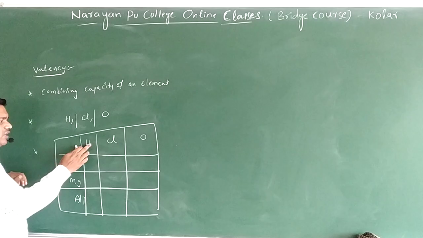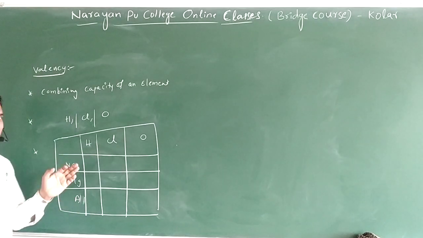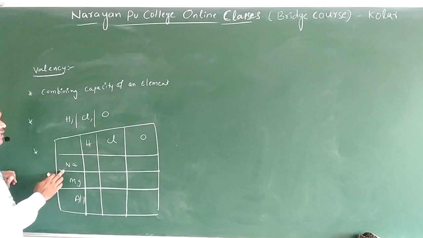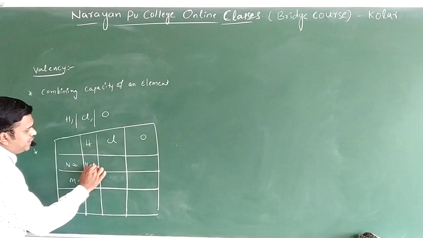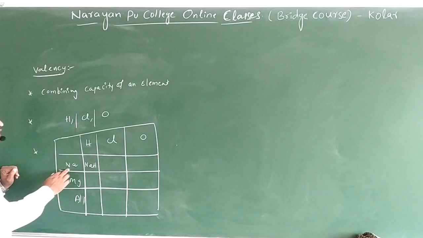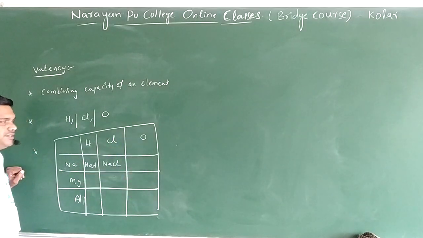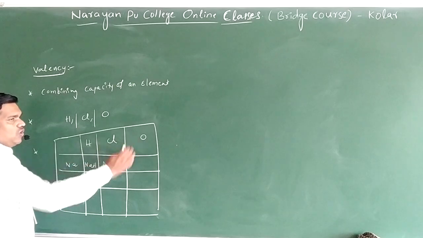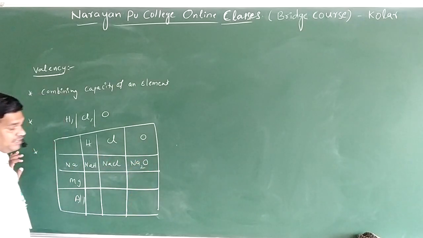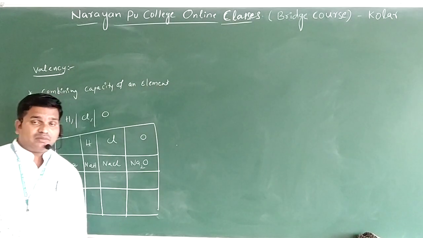So sodium and hydrogen. Sodium generally belongs to the first group element only. Its valency is 1. We'll discuss again. Sodium and hydrogen will combine to form sodium hydride, that is NaH. Clear? Sodium and chlorine combine to form sodium chloride. Sodium and oxygen combine to form sodium oxide, that is Na2O. Why? We want to take double the number of oxygen atoms only.